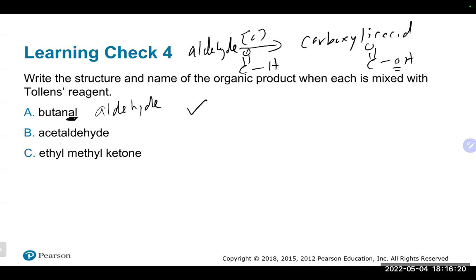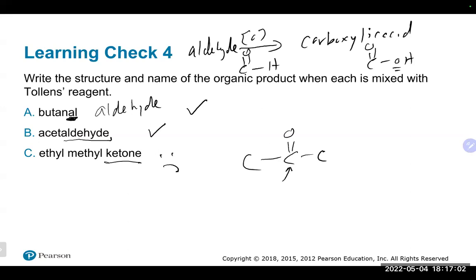How about acetaldehyde? Should that one react? I'm going to say it should, because it has the name aldehyde in it. That's acetaldehyde, which tells me it probably is an aldehyde, and this one also should react. How about ethyl methyl ketone? No, it should not react, because the ketone lacks the hydrogen that's necessary to insert that oxygen, so it will not go through it. The only ones that will turn silver, like a mirror, would be A and B here. The other ones should not turn silver in that case.